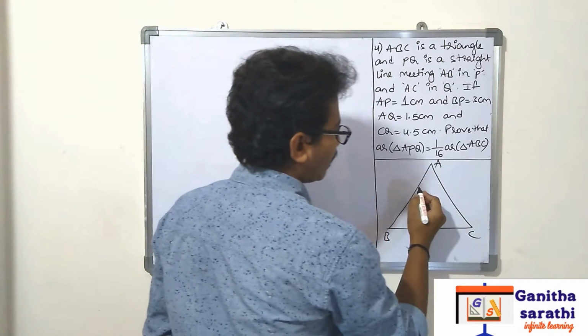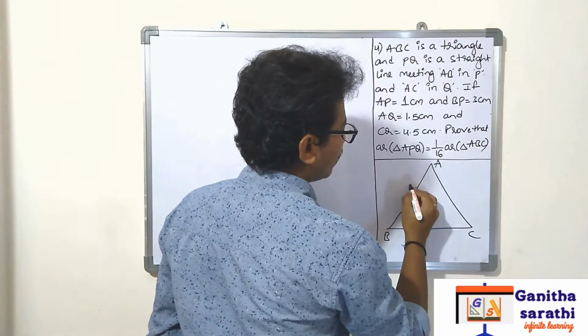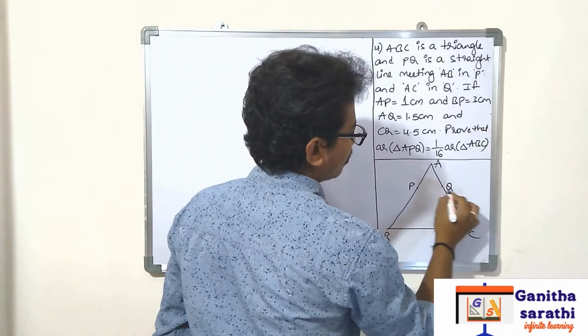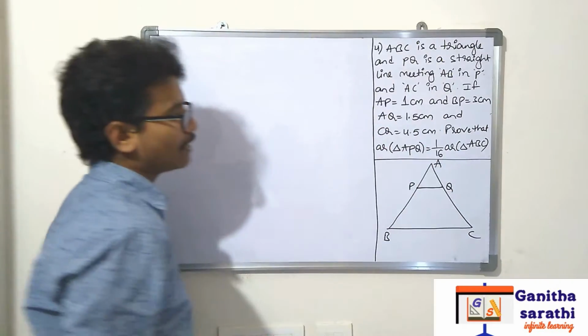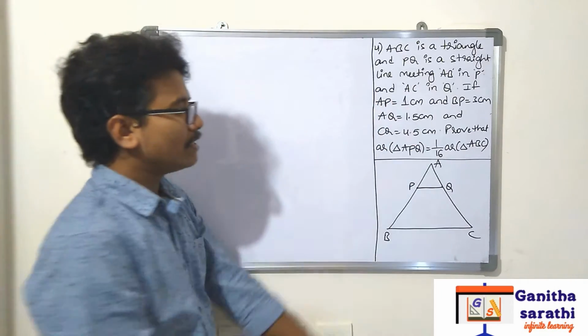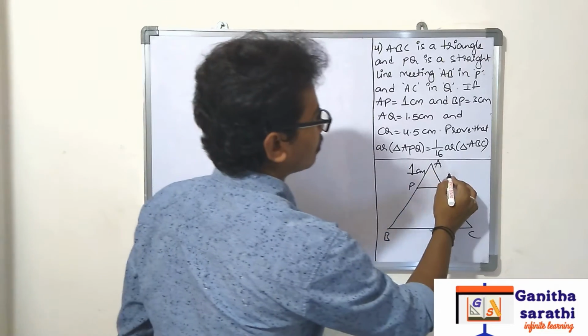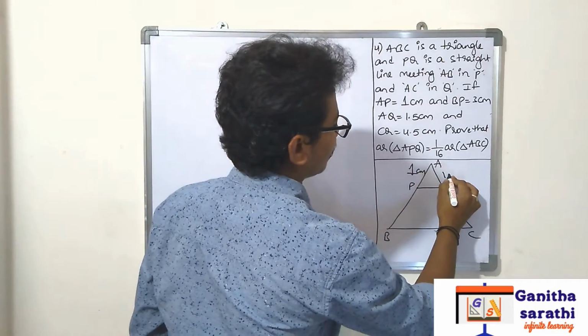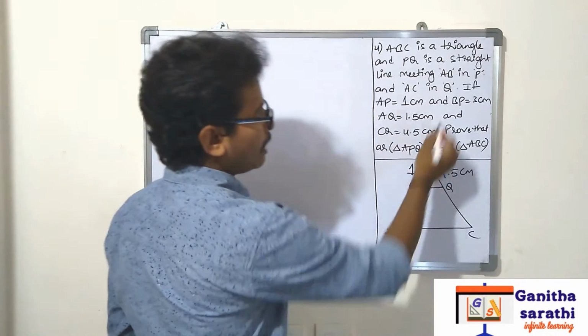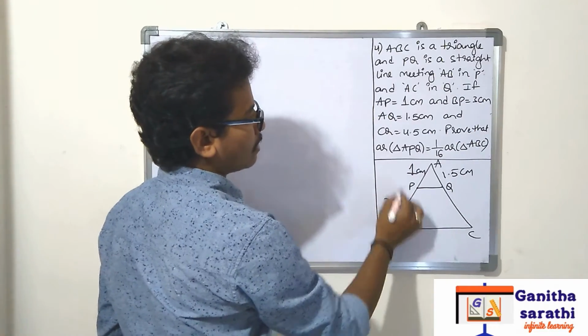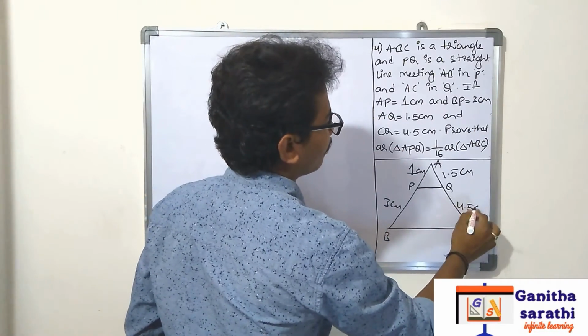So in line AB, P will be here, and in line AC, Q will be here. I am taking that because he is giving the centimeter values. AP is equal to 1 centimeter and AQ is equal to 1.5 centimeters. BP is equal to 3 centimeters. CQ is equal to 4.5 centimeters.